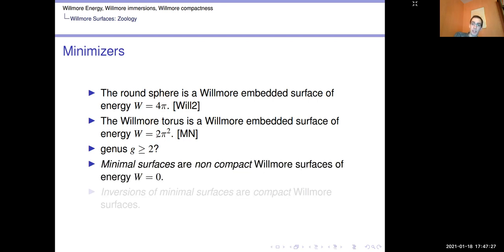However, there is a family of examples, which is the minimal surfaces family, for whom H is equal to 0 everywhere, so for whom W is equal to 0, which gives us a family of examples of Willmore surfaces, but they are not going to be compact. However, I told you that the inversion of a non-compact surface was a compact surface, and the inversion of a Willmore surface was a Willmore surface. So the inversion of minimal surfaces will give us compact Willmore surfaces.